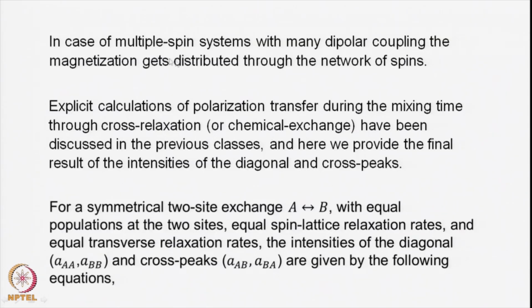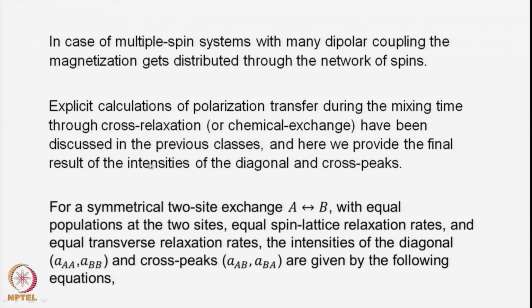Of course, in case of multiple spin systems with many dipolar couplings, as I mentioned to you before, the magnetization gets distributed through the network of spins. And we have already done this explicit calculation of polarization transfer during the mixing time through cross relaxation or chemical exchange in the previous classes. So, we will not repeat that here, because you remember the Solomon equations, the relaxation matrix that appears, which describes the transfer of magnetization from one spin to another spin through the process of cross relaxation or chemical exchange, and therefore we are not going to repeat that discussion here, and we simply take the final results.